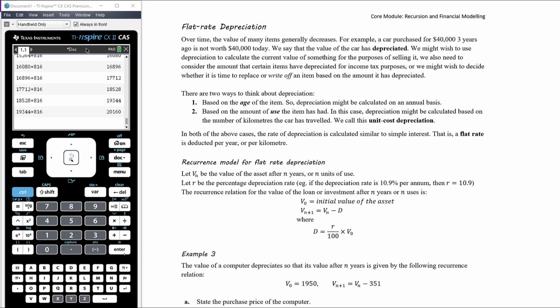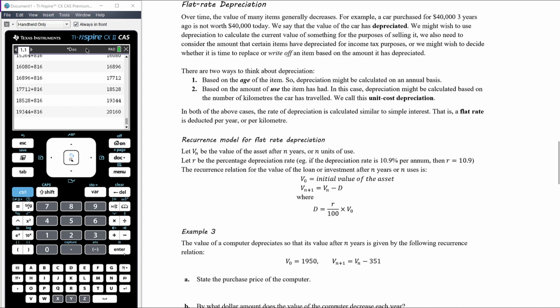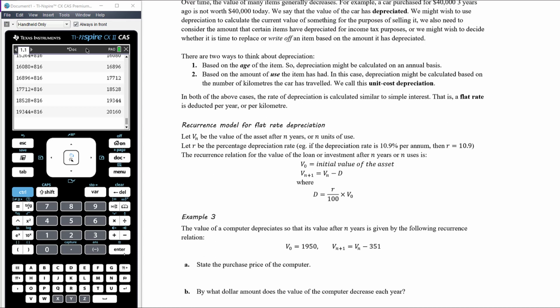So the recurrence model for flat rate depreciation, if Vn is the value of the asset after n years or after n units of use, so whether that's n kilometres or whatever it might be, R is the percentage depreciation rate. So if the depreciation rate is 10.9%, then R is 10.9. The recurrence relation for the value of the loan or investment after n years or n uses is. So V0 is the initial value of the asset, and then we are depreciating, so it's going down, so we're subtracting an amount every year or every time, every kilometre or every time the item is used.